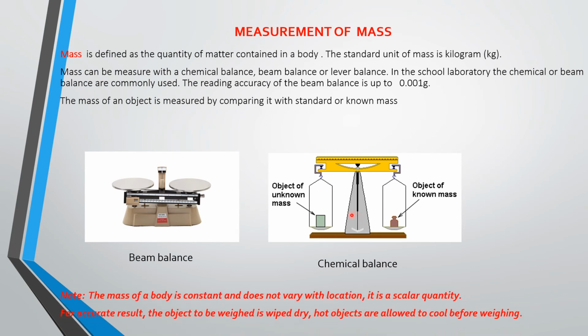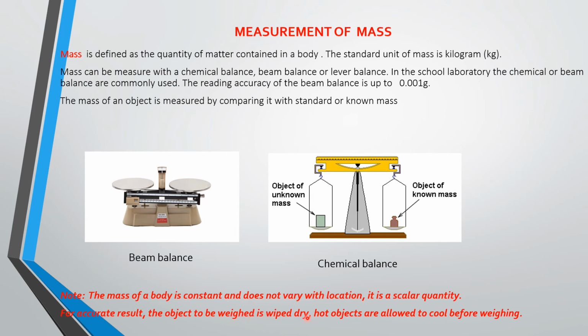Now there's something that you need to take note of, that mass of a body is constant anywhere on the Earth's surface. Mass is constant and it is a scalar quantity, so it has only magnitude, it does not have direction. And also, for your measurement to be accurate, the object you want to measure, you have to wipe it dry. There should be no moisture on it.